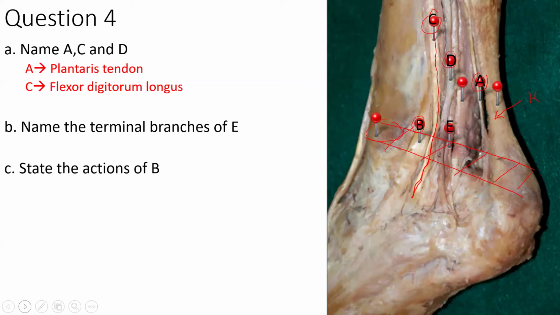And structure D here, just posterior to the flexor digitorum longus tendon, that's the posterior tibial artery. Then we've been asked to name the terminal branches of E. So you can see E. Let me erase this.